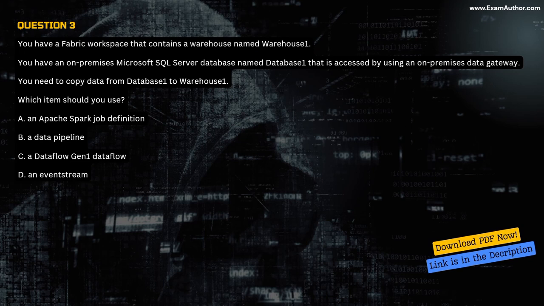Question 3. You have a Fabric workspace that contains a warehouse named Warehouse 1. You have an on-premises Microsoft SQL Server database named Database 1 that is accessed by using an on-premises data gateway. You need to copy data from Database 1 to Warehouse 1. Which item should you use? A. An Apache Spark job definition. B. A data pipeline. C. A data flow Gen 1 data flow. D. An event stream. Correct answer B.